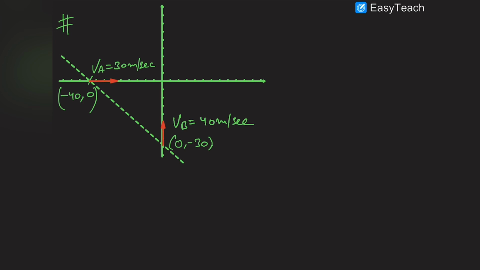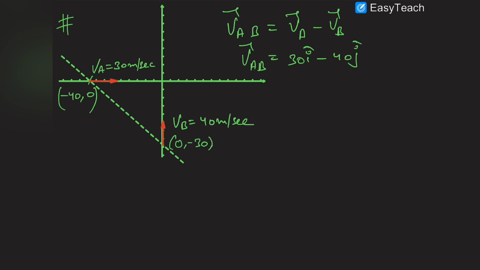So we have to follow the same approach which we followed in the previous question, the second approach. First of all we have to write VAB. VAB is VA minus VB, and VAB is equal to VA, which is 30 i cap, minus VB, which is 40 j cap. Okay, so first of all we have to write down the relative velocity of A with respect to B.